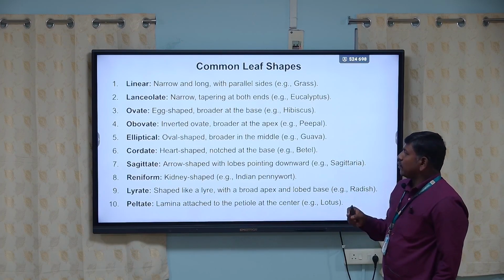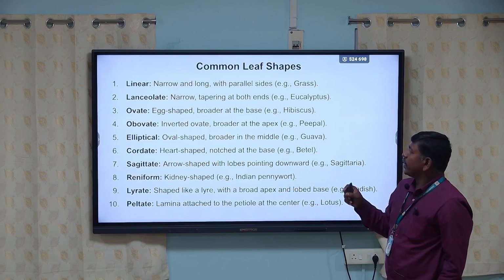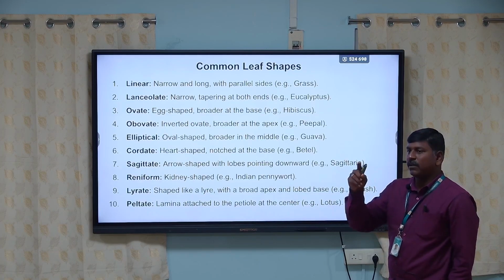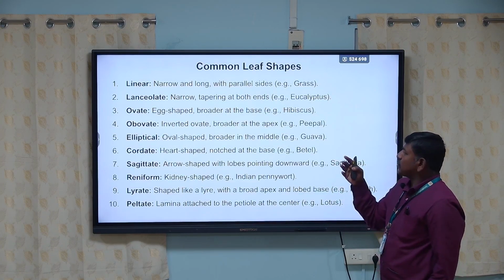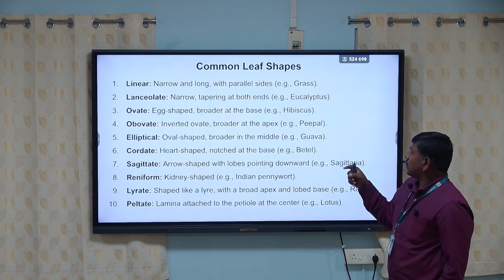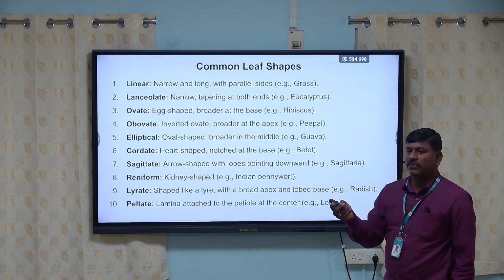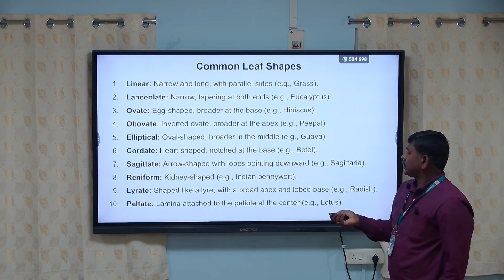For example, ovate is the egg-shaped leaf. Already you know that everywhere we can see leaves. See the leaf, egg-shaped like structure, broad at the base. For example, the hibiscus leaf is an example of ovate.